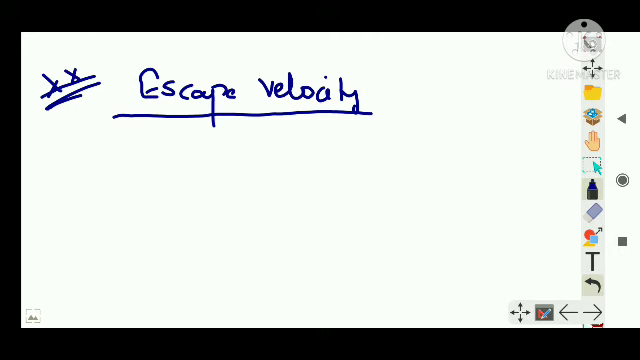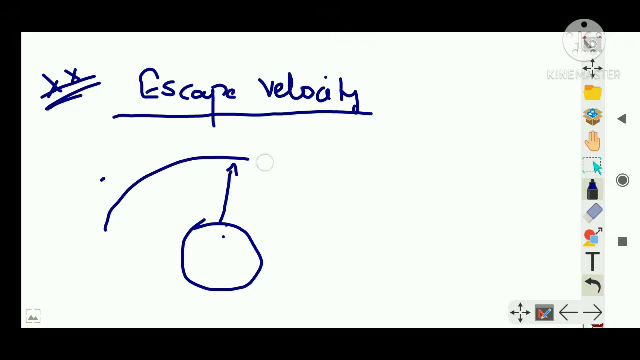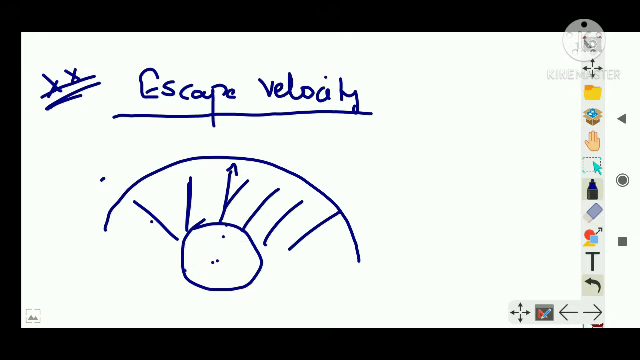Escape velocity is the minimum velocity which is required to escape from the gravitational field of a body. Suppose it is a planet, so this is Earth or whatsoever planet, you require a particular velocity by which you can throw the object so that this object escapes the gravitational field of this mass or this planet. That is known as escape velocity. This escape velocity only depends upon the mass of the planet and the distance to which it has to be thrown. Clear?